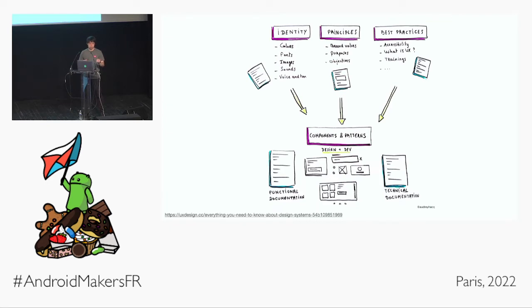And if you see in the middle, there are components and patterns. And as you can see, it's not only design, it's also dev. So you don't just create the component, you need to implement the components on all the platforms as well. So the design system is more than just the design. You have the functional documentation that explains how to use those components and how you need to follow them. And you also have the technical documentation, how to use the code created by the devs.